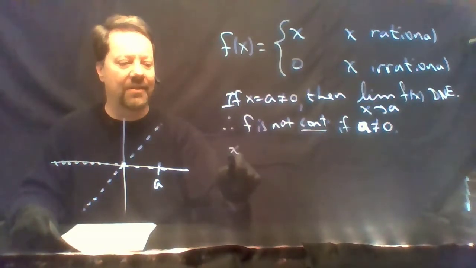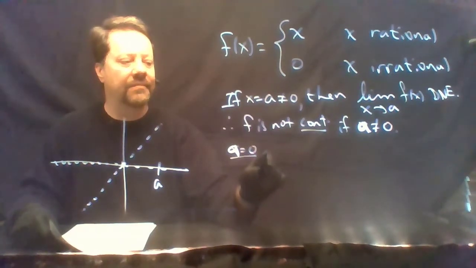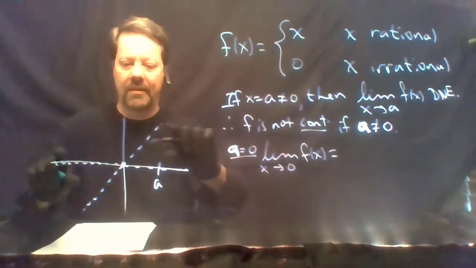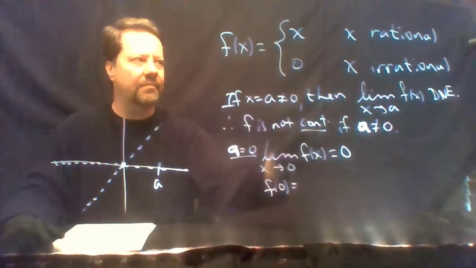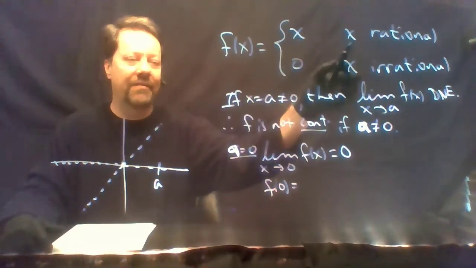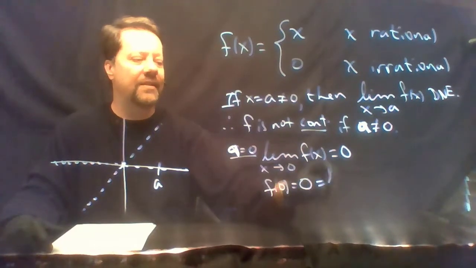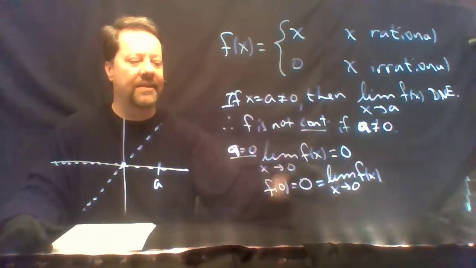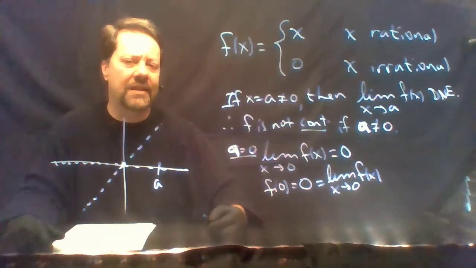What happens at x equals 0? At a equals 0? If a is equal to 0, the limit as x goes to 0 of f of x is 0. What about f of 0? 0 is a rational number, and you output just whatever you input if the input is a rational number. So the answer is 0, which is the limiting value. Since the limit exists and the function value is defined and the limit value equals the function value, we deduce that this function is continuous at x equals 0.